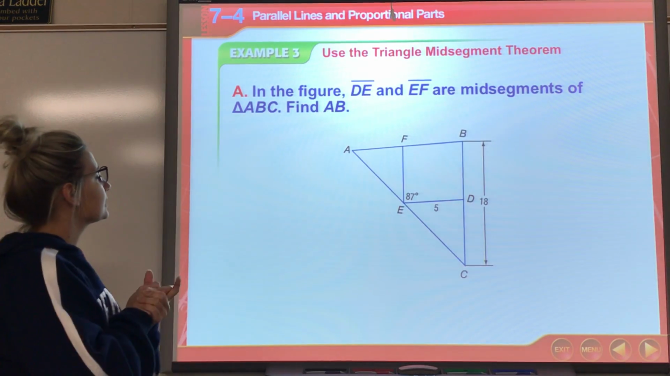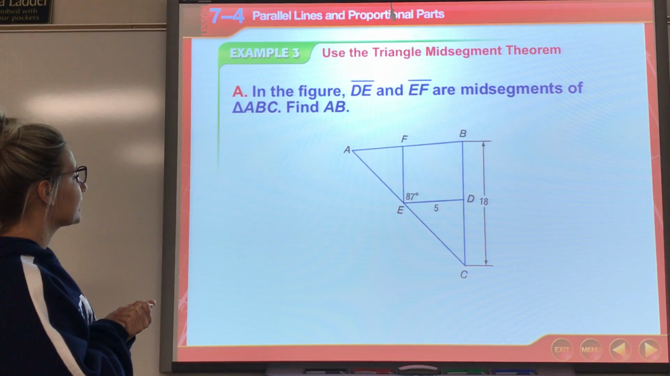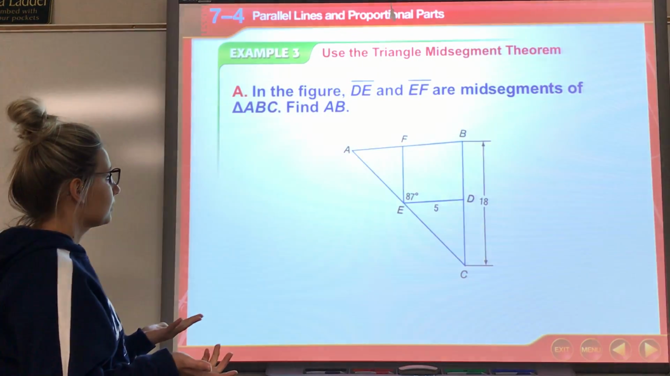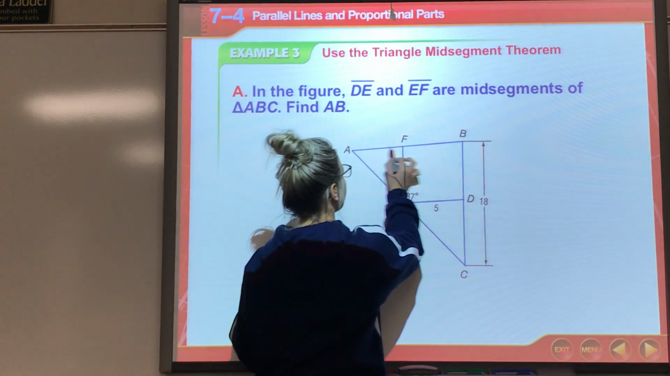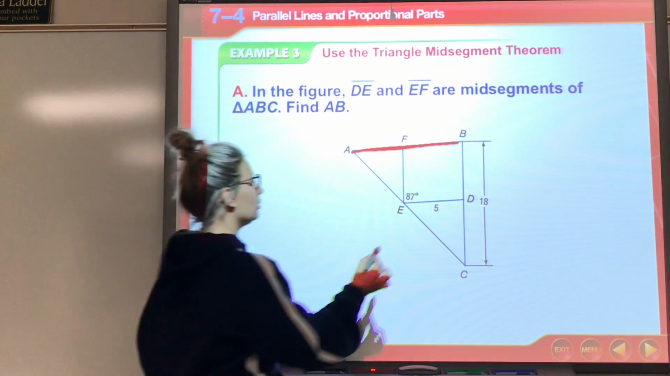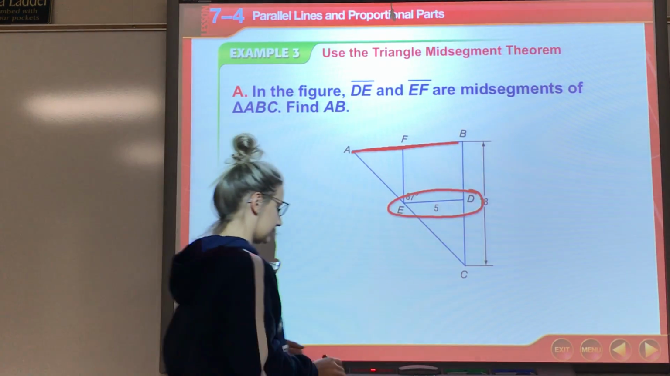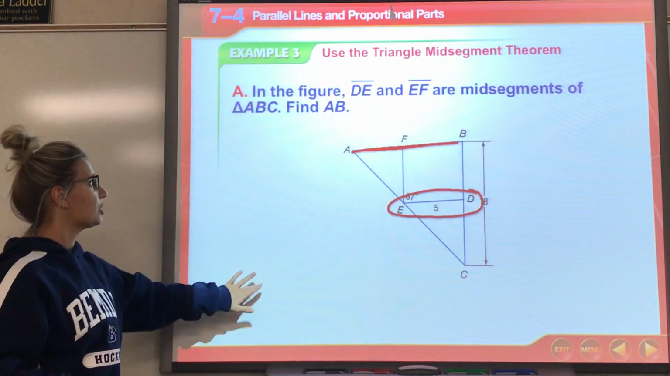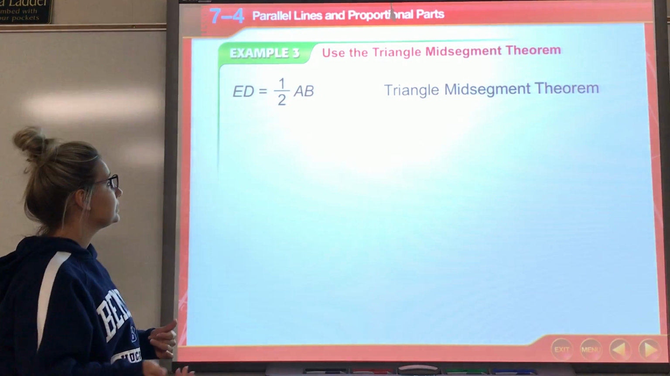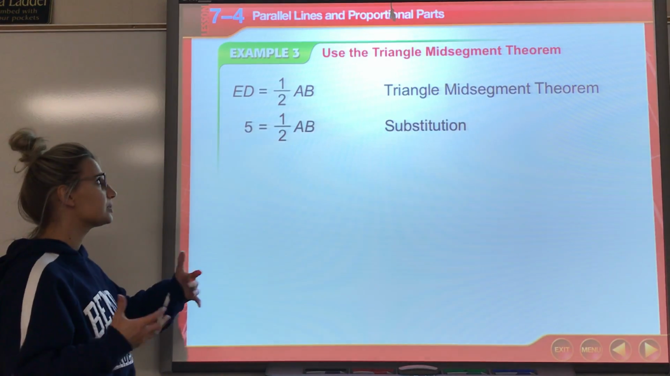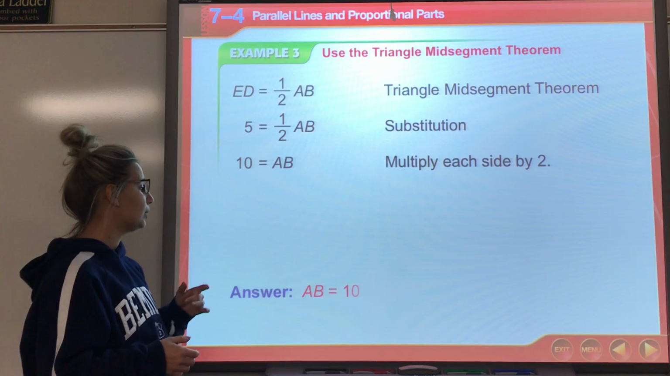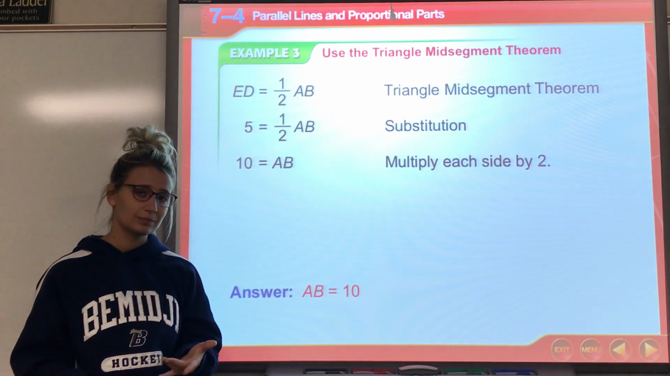Okay, so in the figure it says DE and EF are mid-segments of triangle ABC. We have to find AB. AB is this long thing here. We're given that they're mid-segments, so we want to use this ED, and it tells us that ED equals 5. So I'll jump to the next page. Using that theorem, ED is 1/2 of AB, so we're just going to substitute in that ED that was 5, multiply each side by 2, and we get that the length of AB is 10. Okay?